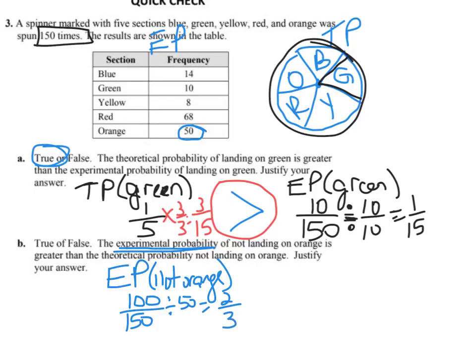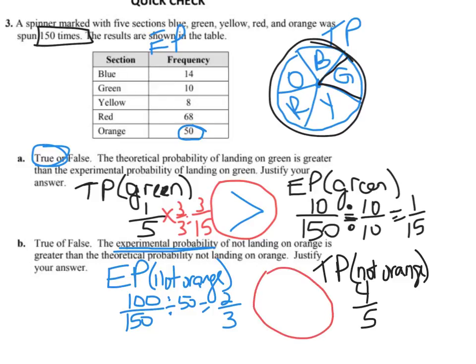Okay, now we're going to go ahead and do the theoretical probability of not orange. And the theoretical probability of not orange is 4 out of 5. Okay, so now we have to compare it. Now, like I said, we could change it to a decimal. So 2/3, in order to change it to a decimal, and we're going to do that one, is divide. So we're going to divide 2 divided by 3. You add a decimal and a 0 because I know that 3 does not go into 2 at all. So that's going to be 0 times. So 3 into 20 is 6 times.